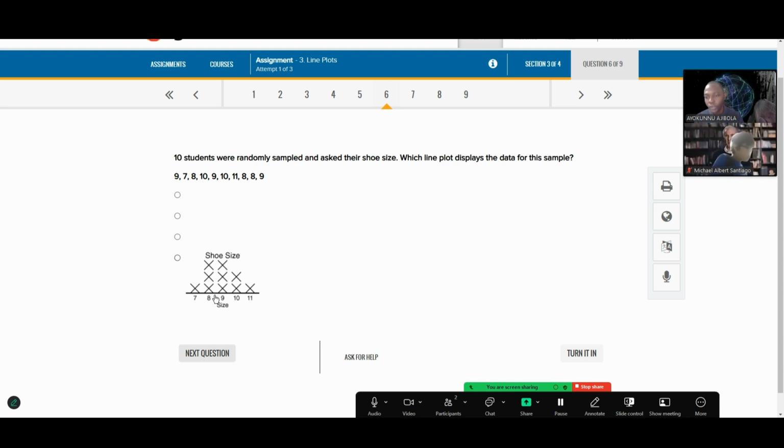Yeah. Does 8 occur 3 times? Yes. Does 9 occur 3 times? One, two, three, yeah. And does 10 occur 2 times? That's correct. And does 11 occur one time? That's correct. So we can pick this, but to be sure, let me try to refresh the page.